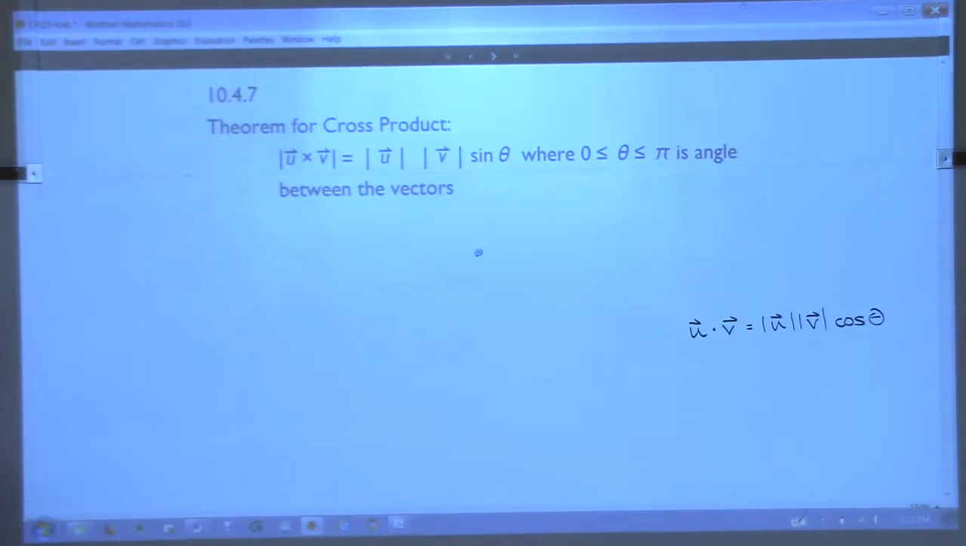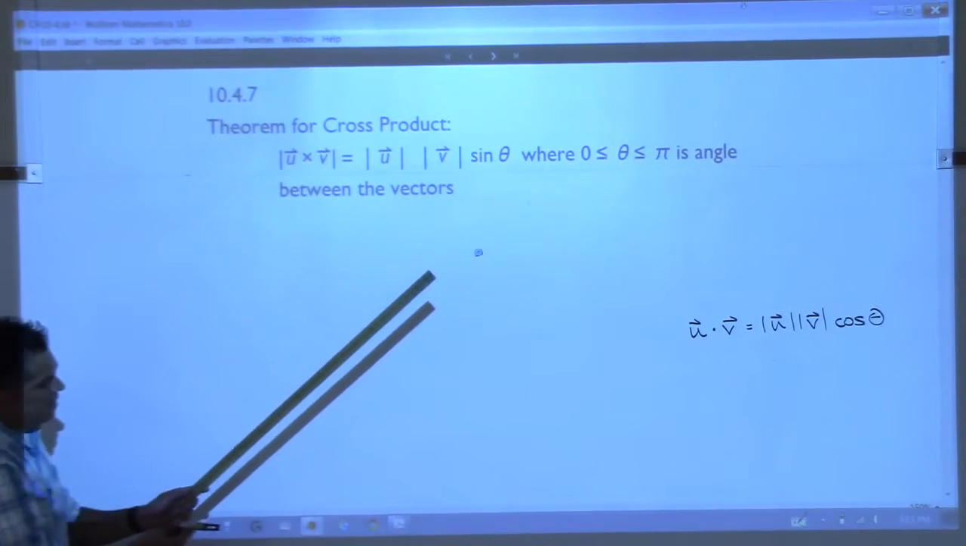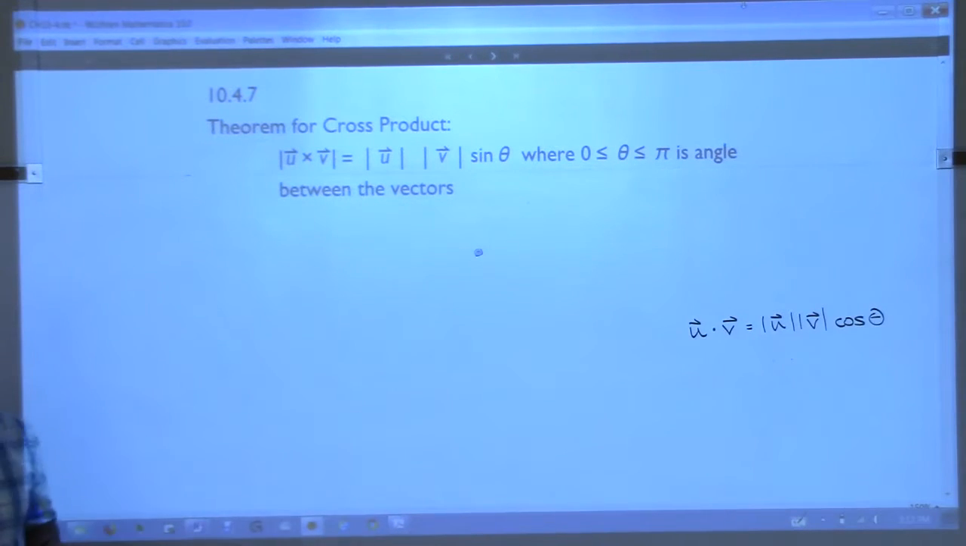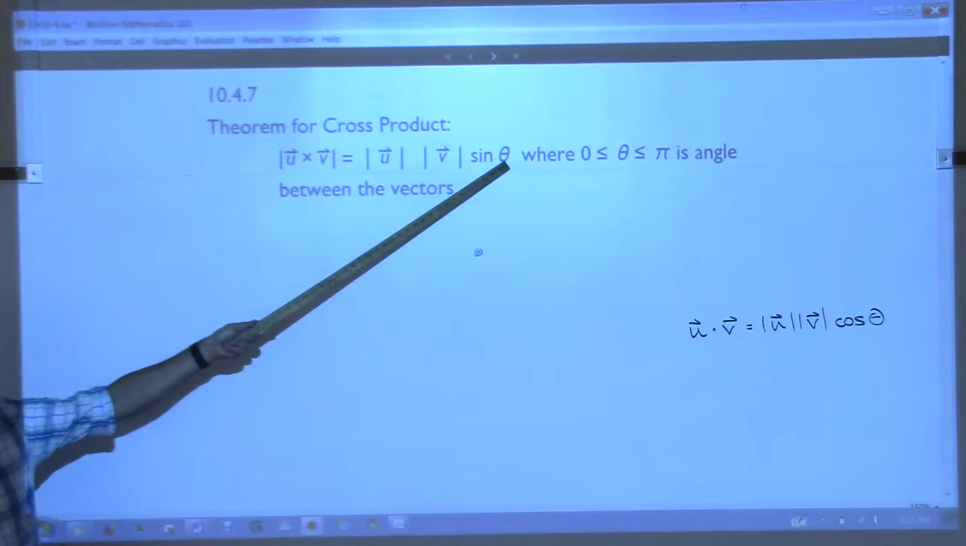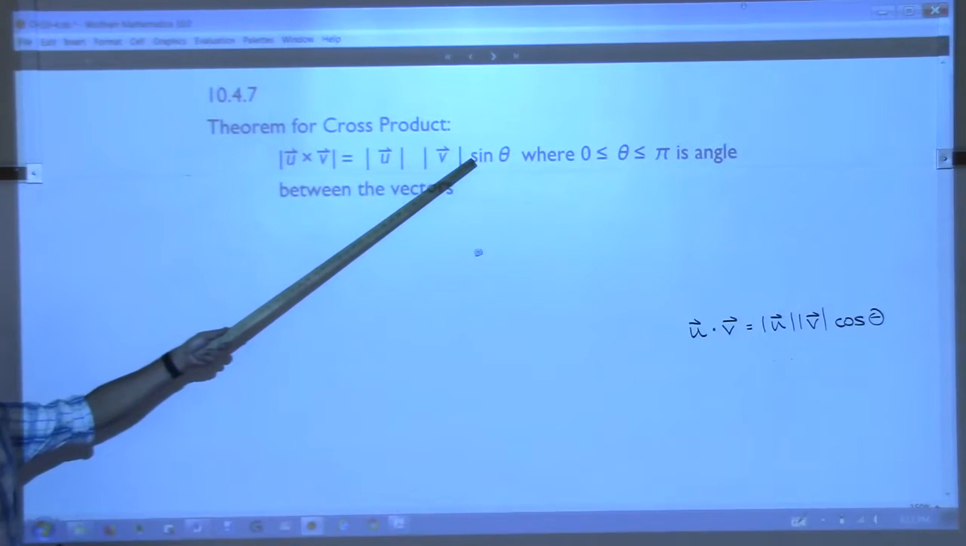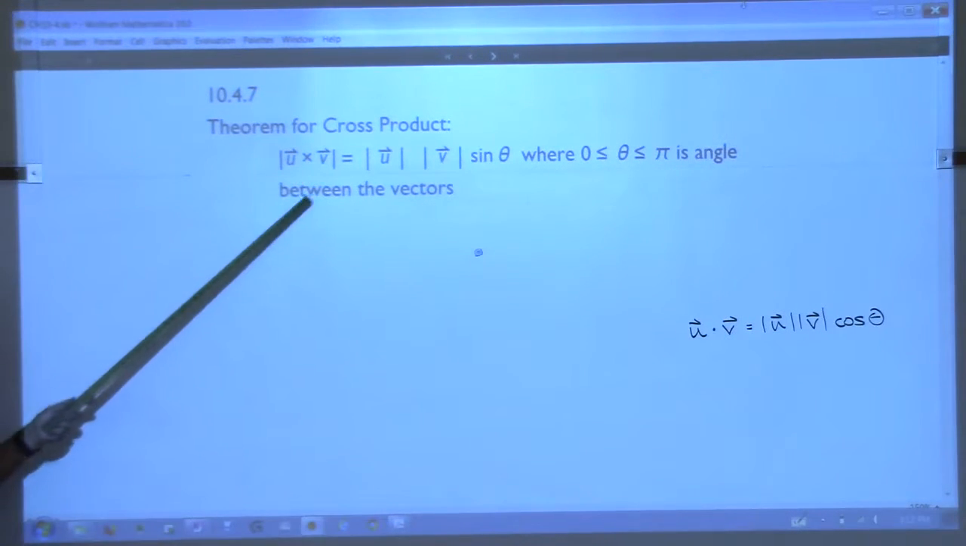What if the angle between your two vectors that you're crossing is 0? Then sine of 0 would be 0, and all this wouldn't matter, which means that the magnitude of the cross product would be 0, which means that the cross product vector would have had to have been the 0 vector.